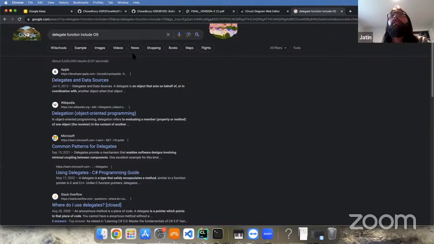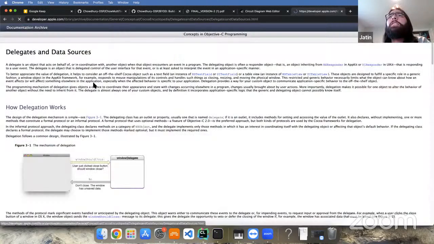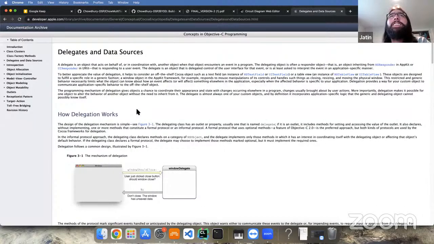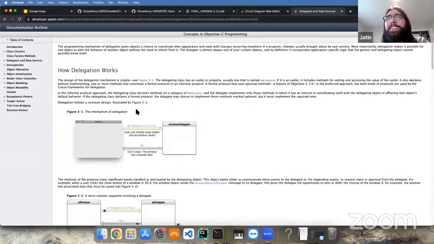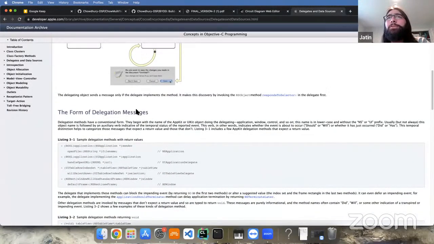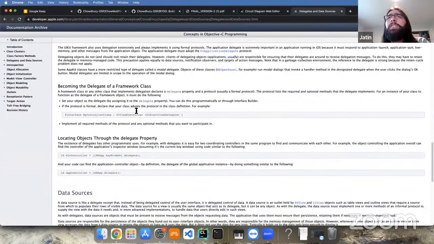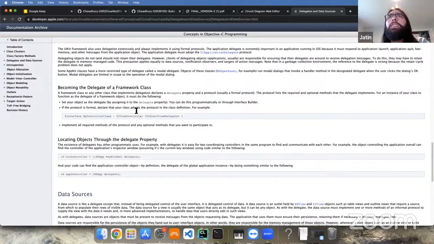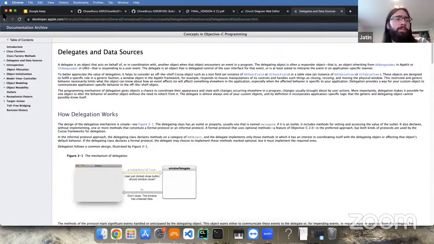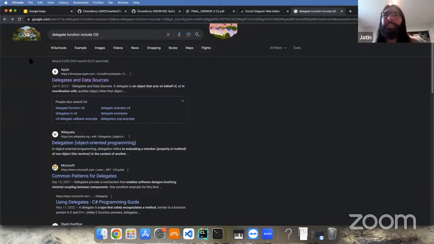Oh, okay, this is an Apple thing. Am I looking at the right thing from what you're expecting? Sorry, I might be looking completely in the wrong place here. Becoming the delegate. I feel like I'm not looking in the right place for what you were trying to tell me. Yeah, sorry. If you have more info about the delegate implementation, I'd be curious to see it.